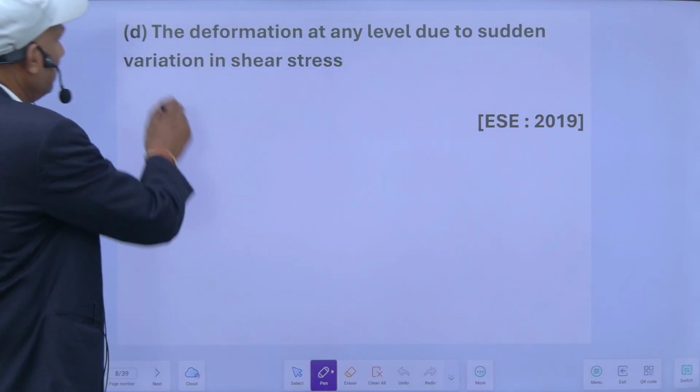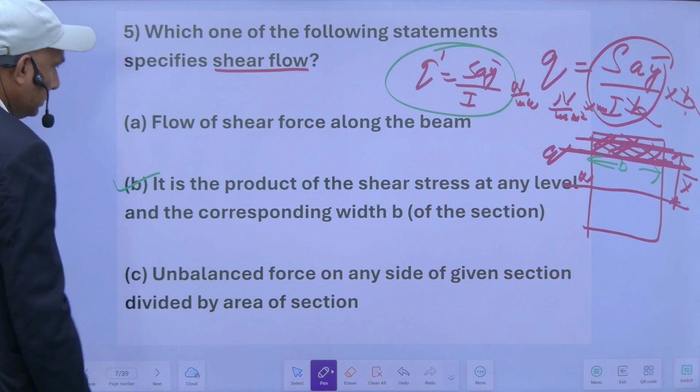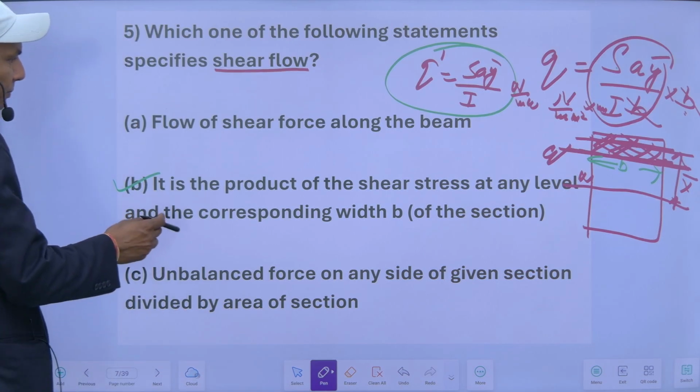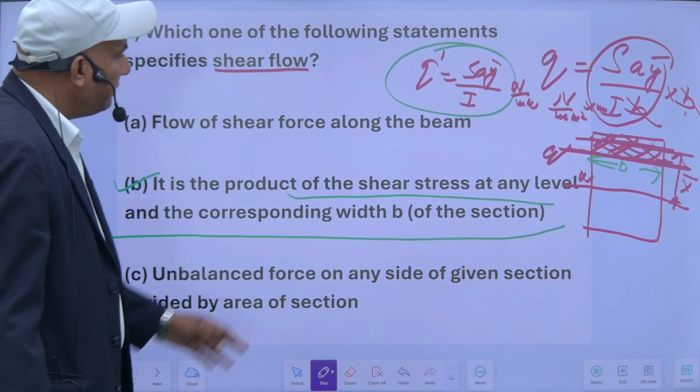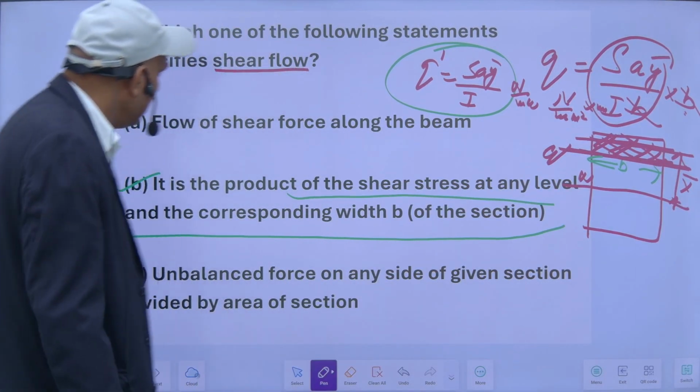So this is wrong. So the right option is this one. It is the product of the shear stress at any level and the corresponding width of the section. This one. So this is the right option.